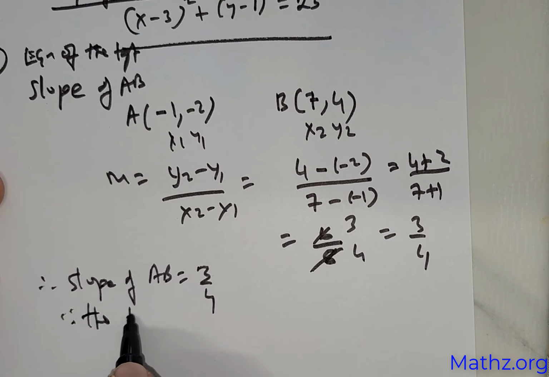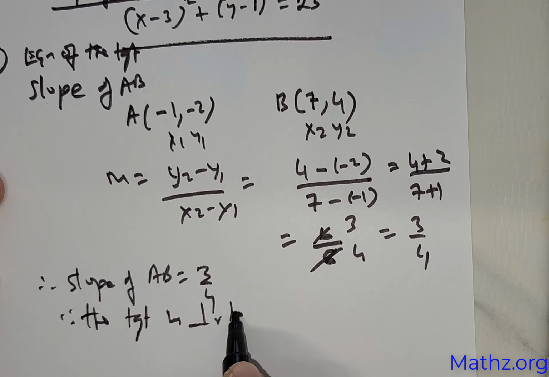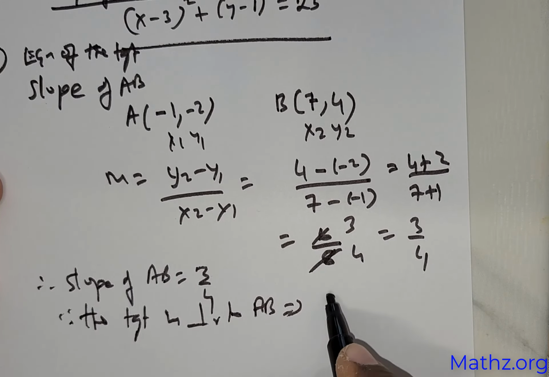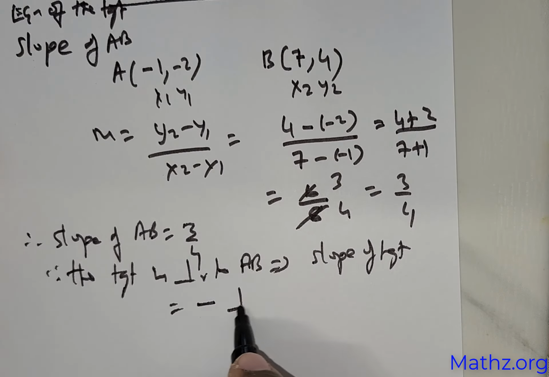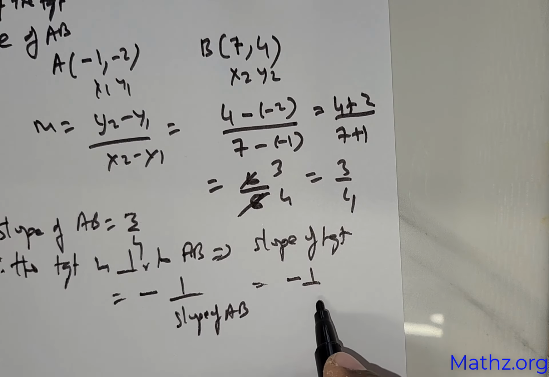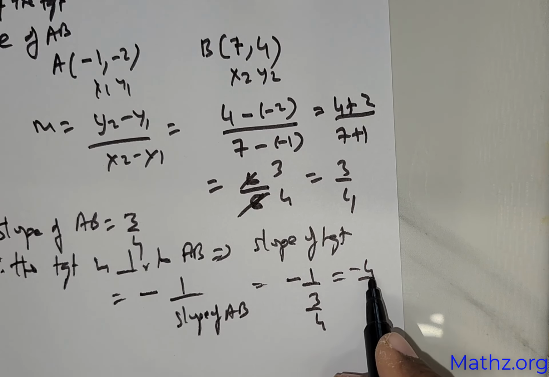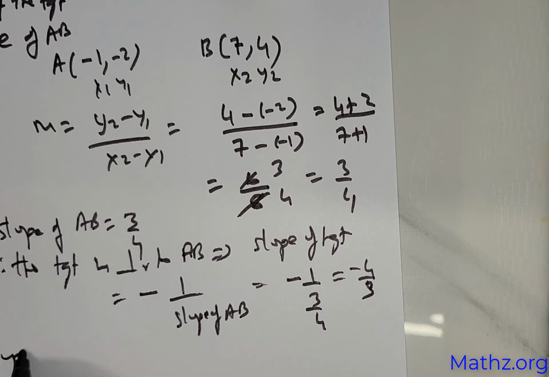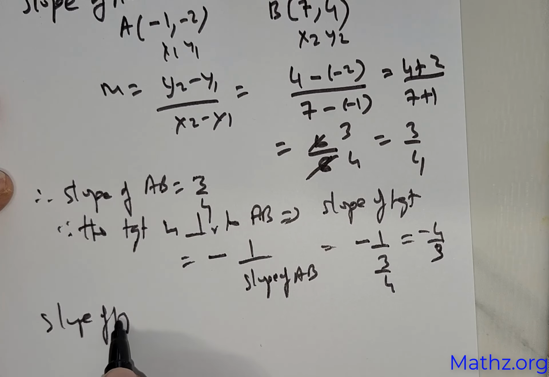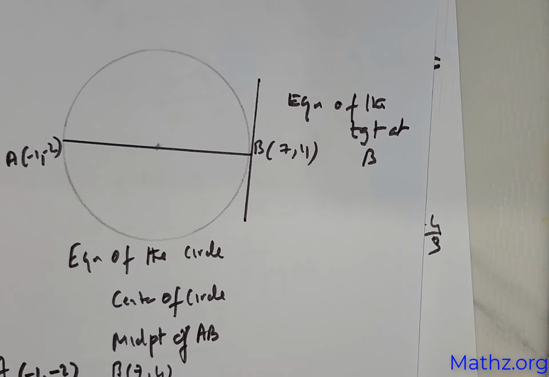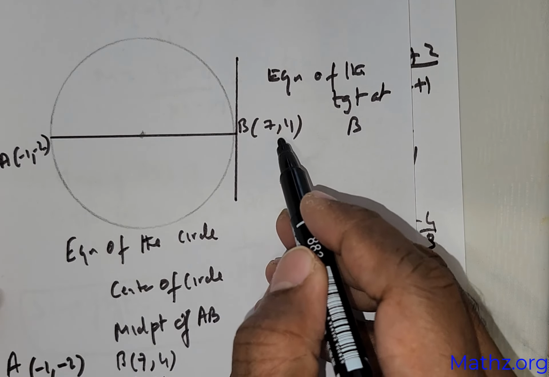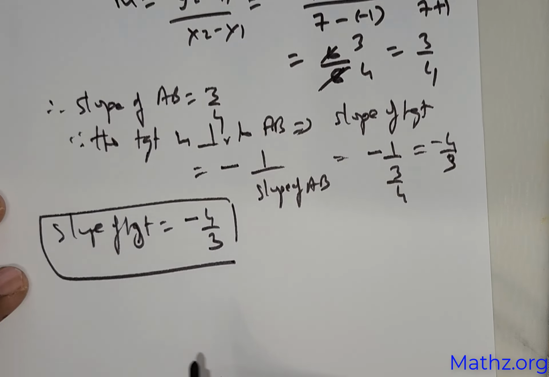Since the tangent is perpendicular to AB, this means the slope of the tangent is equal to negative 1 over the slope of AB, which means negative 1 over 3 over 4, which is going to be negative 4 over 3. So let me write that down. The slope of the tangent is equal to negative 4 over 3. Now we need to get the equation of the tangent. Now the tangent line passes through (7, 4). That's a key point you need to know.